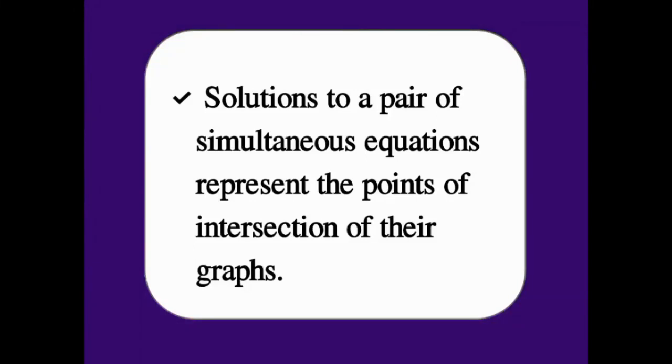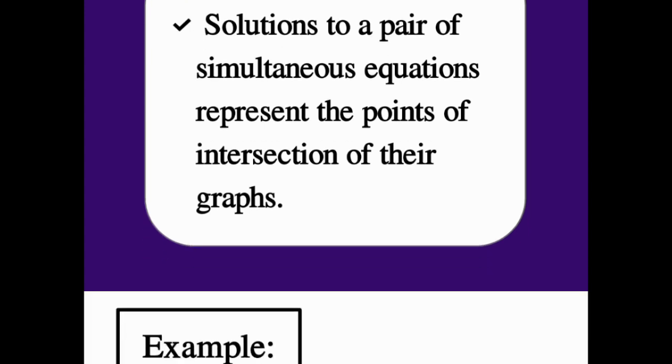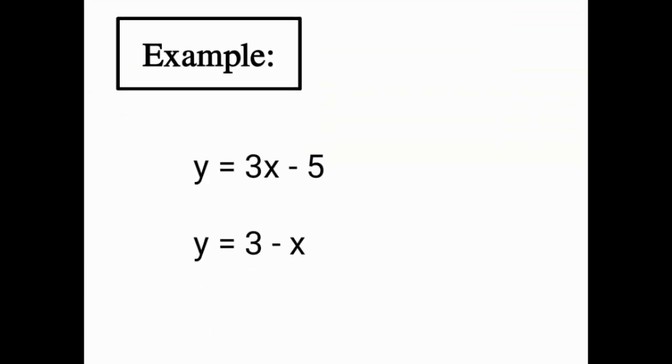You can represent the solutions of simultaneous equations graphically. Solutions to a pair of simultaneous equations represent the points of intersection of their graphs. Let's take a look at this example: y equals 3x minus 5 and y equals 3 minus x.